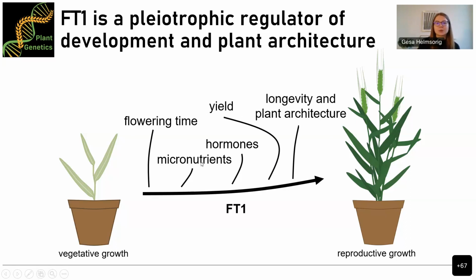It changes micronutrient contents within the plant, and it potentially also changes hormone patterning within the plant. So FT1 really has a surprisingly pleiotropic effect on development and plant architecture, and this will hopefully help us to further understand the role of FT1 in this really very complex network of flowering regulation and plant development.